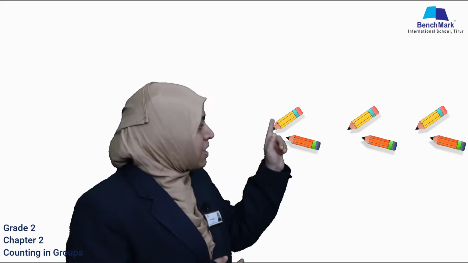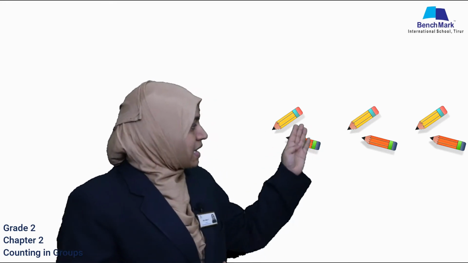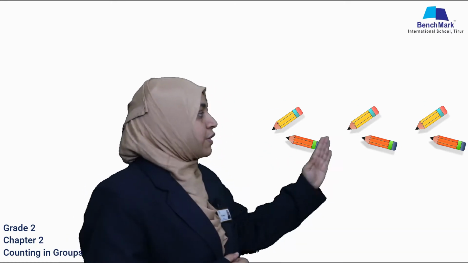Now look here. How many groups can you see? How many groups of pencils are there? Yes, there are 3 groups of pencils. Now you count and tell me how many pencils are there in each group. Yes, 2 pencils are there in each group. 3 groups are there and 2 pencils in each group. So can you guess the total number of pencils here? Yes, there are 6 pencils all together.